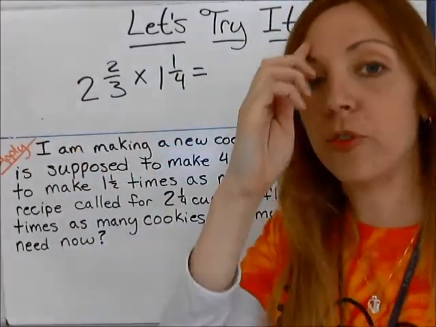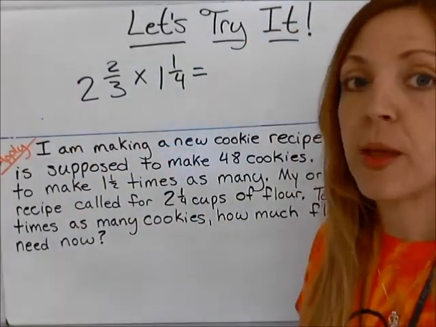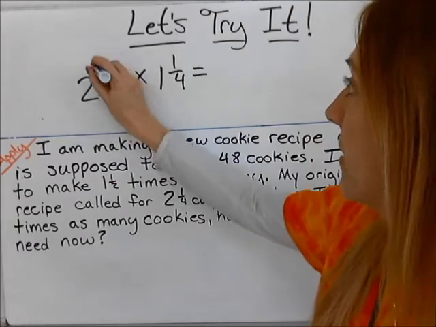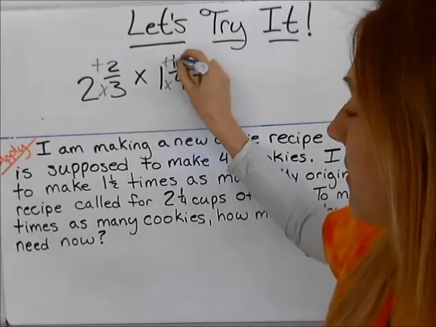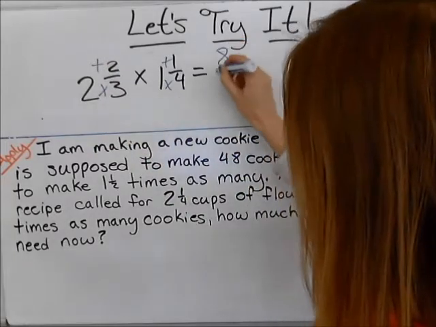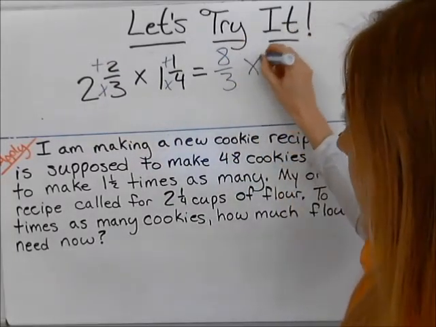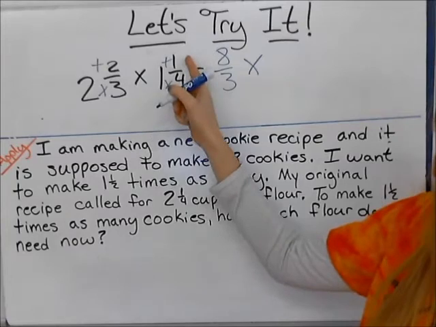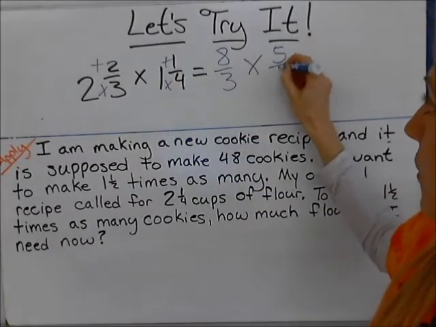All right, let's try this one. 2 2/3 times 1 1/4. Bottom times big plus top. 3 times 2 is 6 plus 2 is 8. So we get 8/3 times 4 times 1 is 4 plus 1 is 5. 5/4.